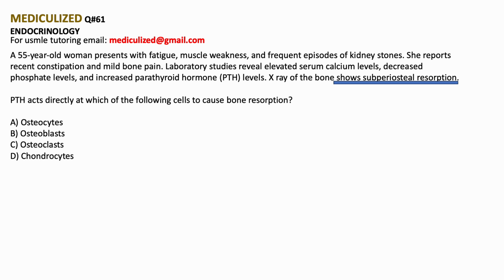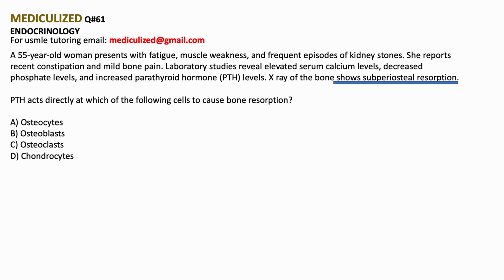Whenever your PTH is high, either because of primary hyperparathyroidism where you have, for example, an adenoma of one of the parathyroid glands, there are 4, or it can be ectopic PTH, like from squamous cell carcinoma of the lung, no matter what the mechanism is, if PTH is high, it will lead to subperiosteal resorption. That's a very specific finding on X-ray.